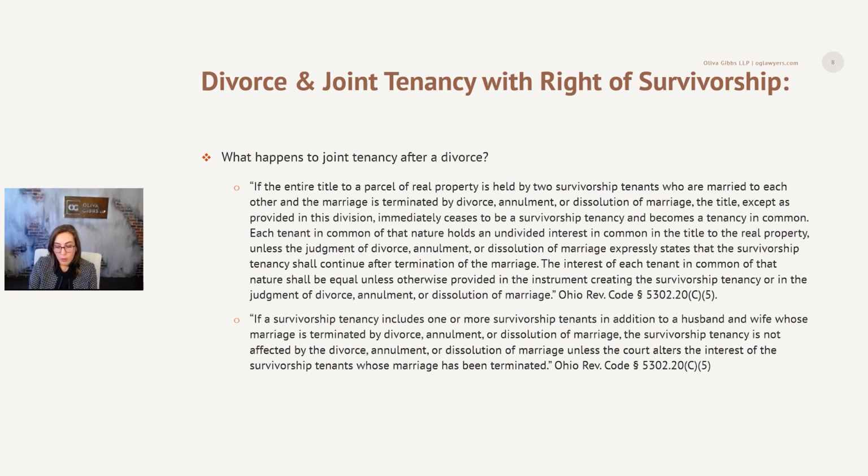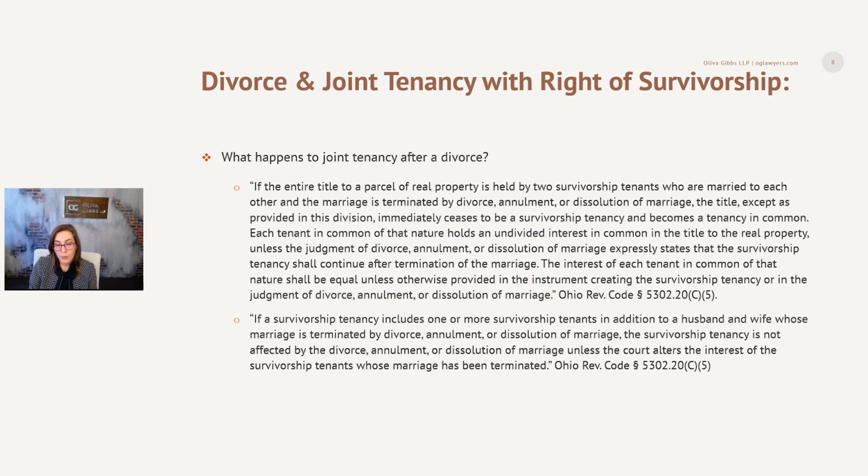Now, the key takeaway when it comes to divorce and joint tenancy is that if the entire parcel is held by two joint tenants who are married to one another and they later get divorced, the title immediately upon divorce ceases to be a survivorship tenancy. Instead, it becomes a tenancy in common, which we previously covered. Now, the default would be that both spouses hold 50% interest. Of course, there's always an exception.